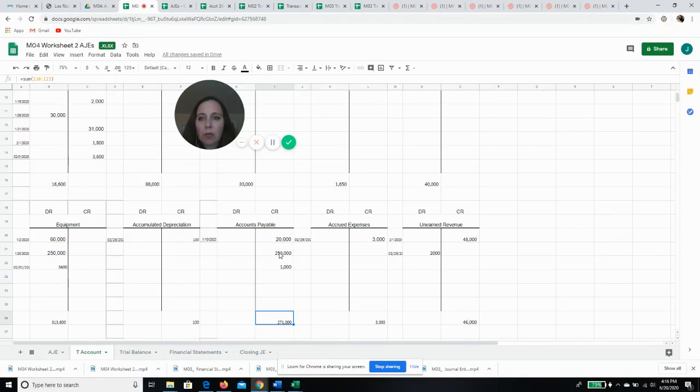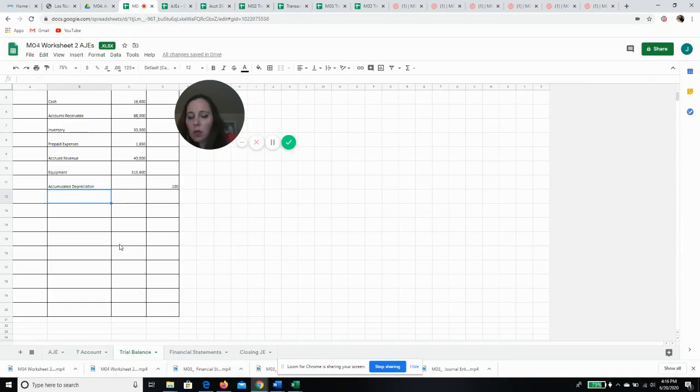And I just remembered this from last time, from module 3. So this was my bad. I apologize, but we would have been out of balance if I hadn't caught that. So I'm glad that I did. All right, so we have a credit balance in accounts payable of 271,000. So accounts payable, and we have a credit balance of 271,000.